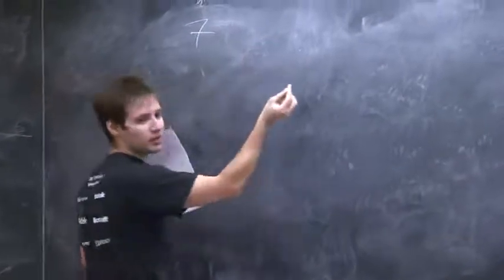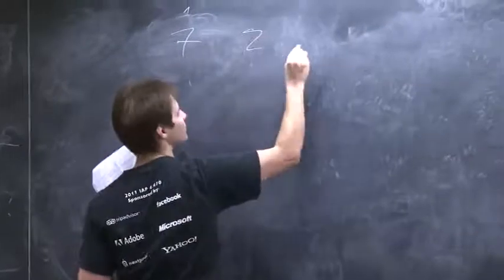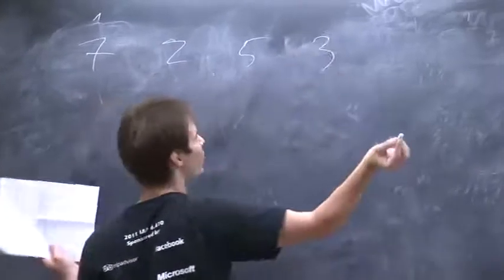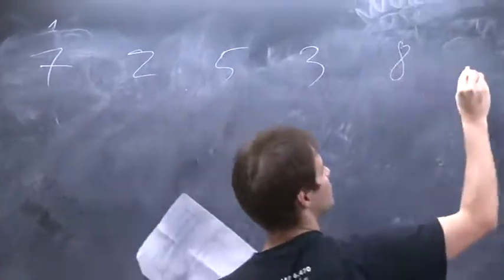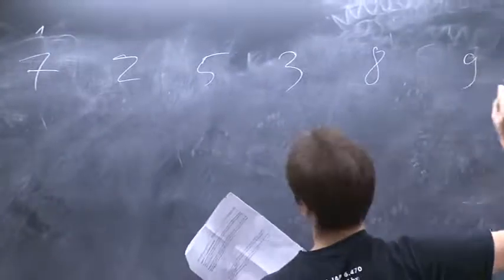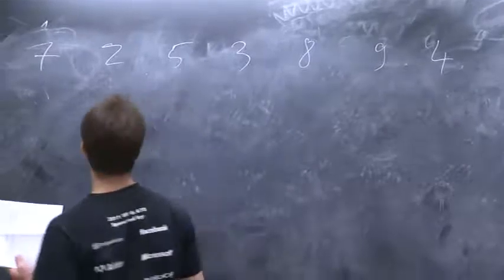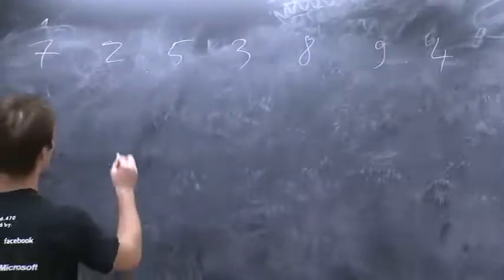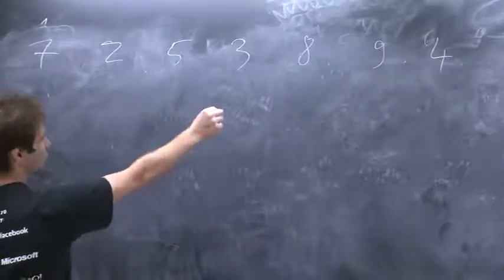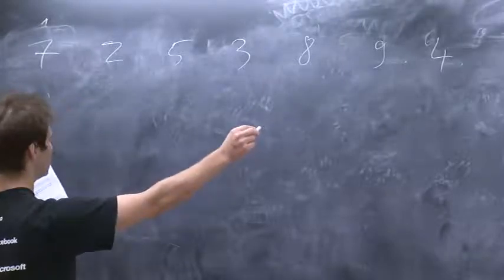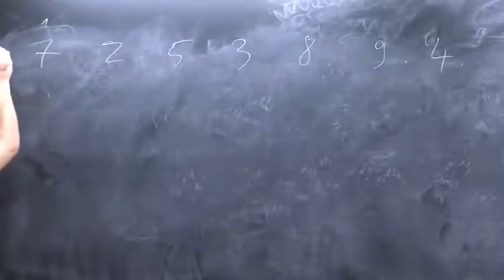All right, so we have an array of random numbers. 7, 2, 5. This time there's no order in it. 8, 9, I said 2 already. 4. And we tell you that the array has 2 to the n numbers to make the problem easier. 1, 2, 3, 4, 5, 6, 7, 6.